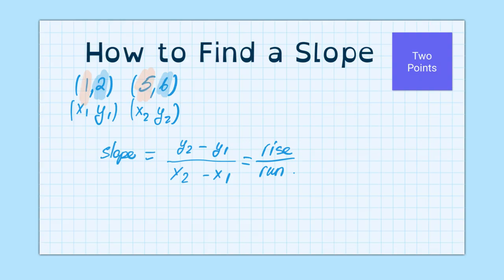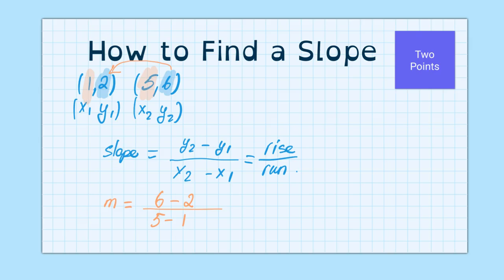Okay, so I'm going to go to my y2, which is right over here, 6. I'm going to say slope, and another way of saying slope is m, remember that? So let's say y2, which is 6, minus, where's my y1? Minus 2. And then we're going to divide, and go to our x2, which will be 5, minus 1.